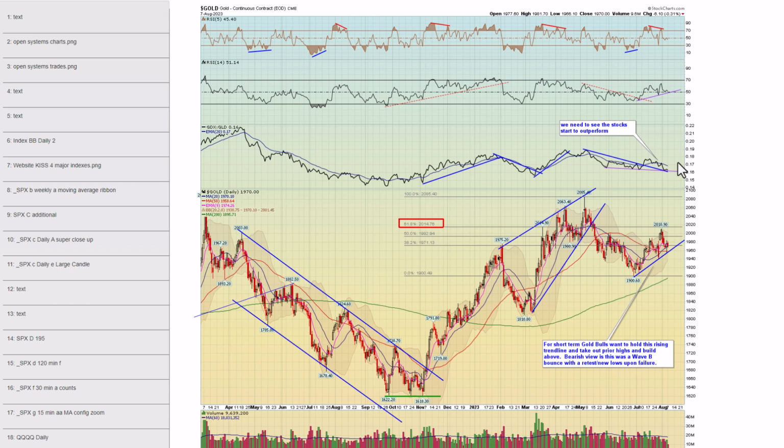We need to see this ratio turn up. We need to see gold hold this trend line and 50-day moving average. If it loses that, then it's likely to have another leg down.